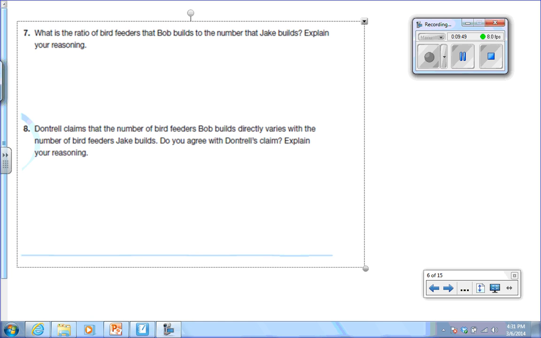The next question asks, what is the ratio of bird feeders that Bob needs to build to the number that Jake builds? Explain your reasoning. Well, in this case, there is no one ratio because the ratio changes for each number of bird feeders each person builds. So for instance, if Bob builds 3, that means Jake has to build 7. But if Bob builds 4, Jake builds 6. So it's going to change every single time. There's no equivalence within the numbers that Bob builds versus Jake builds.